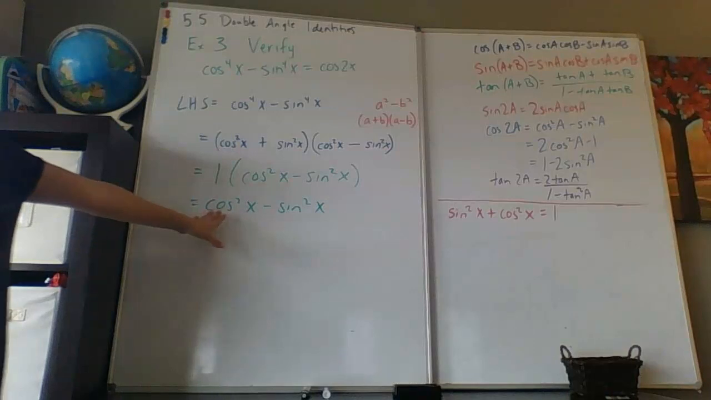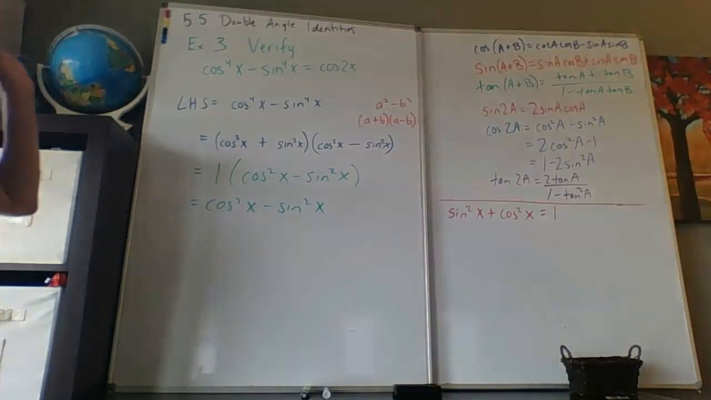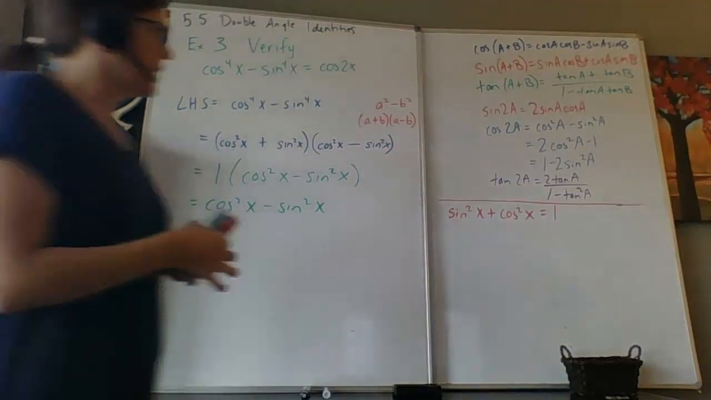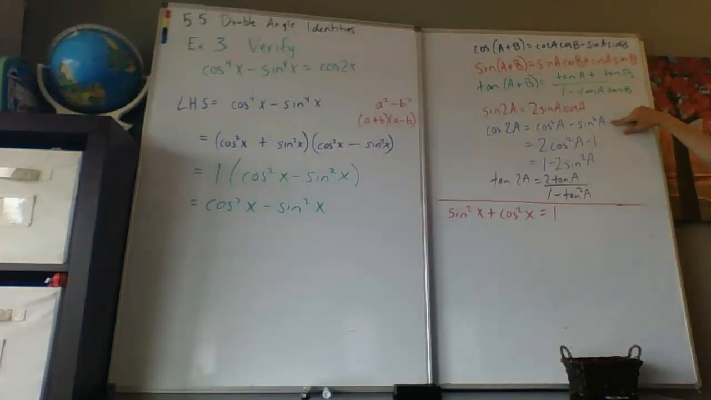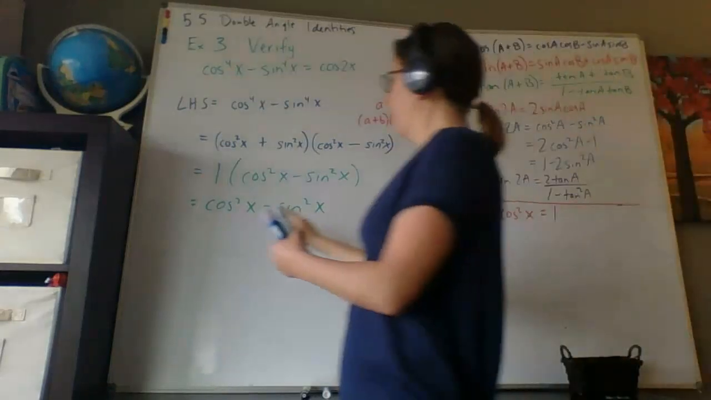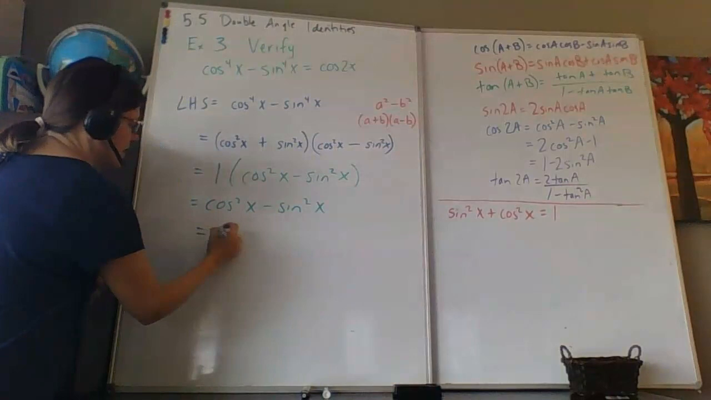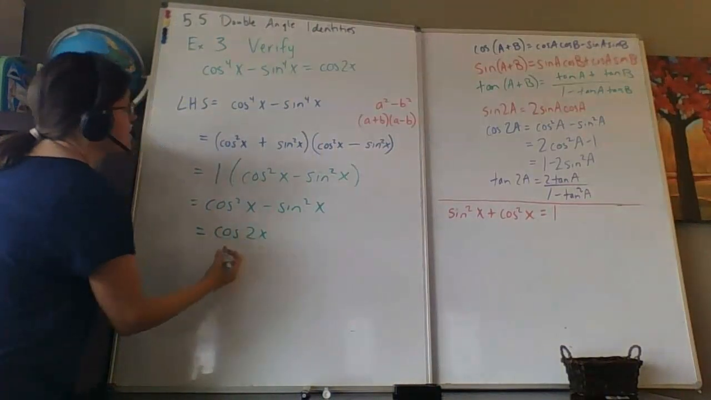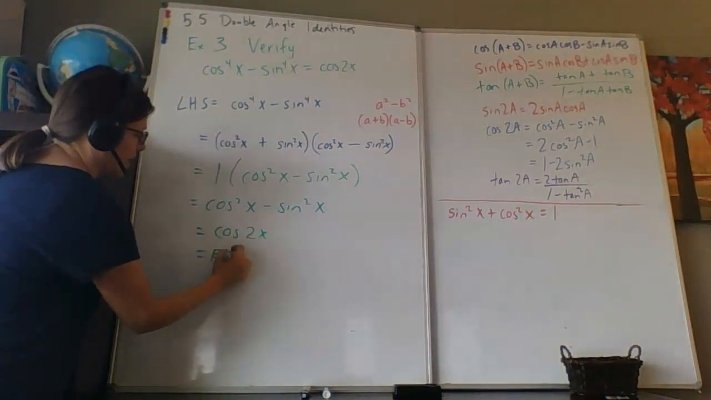Now this might look familiar. Let's go ahead and peek over at our double angle identities. Ding, ding, ding, ding. Notice we have cosine squared a minus sine squared a is the cosine of 2a. So therefore, we can say this equals cosine of 2x, which is our right-hand side.